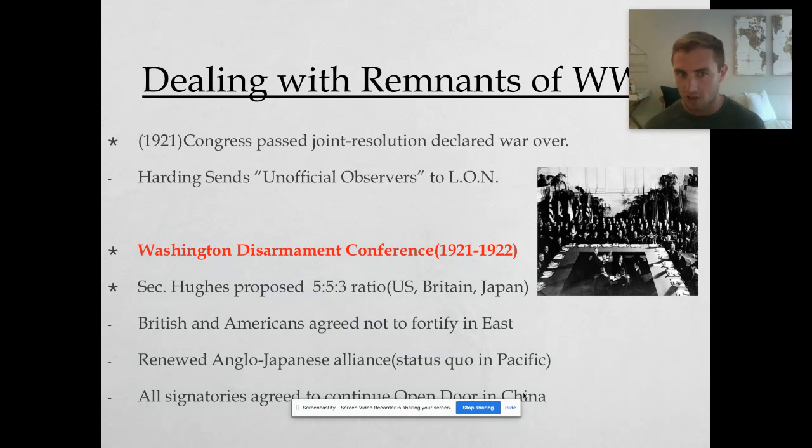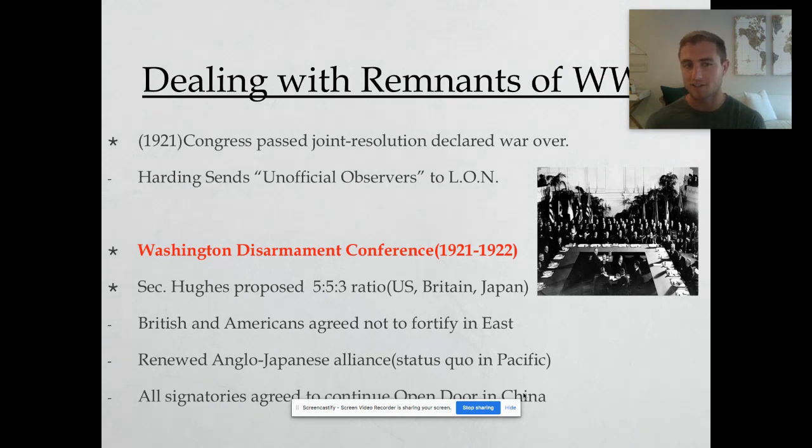Secretary Charles Evans Hughes is going to propose a 5-5-3 ratio between the three great navies of the world at this stage, the US, Britain, and Japan. The US had been largely catching up to Britain as having the strongest navy in the world. And Japan, very much the same way, had been producing military ships out in the Pacific. They had been engaging in imperialist wars now for 20 years. They defeated the Chinese. And so Japan had become a superpower in its own right.